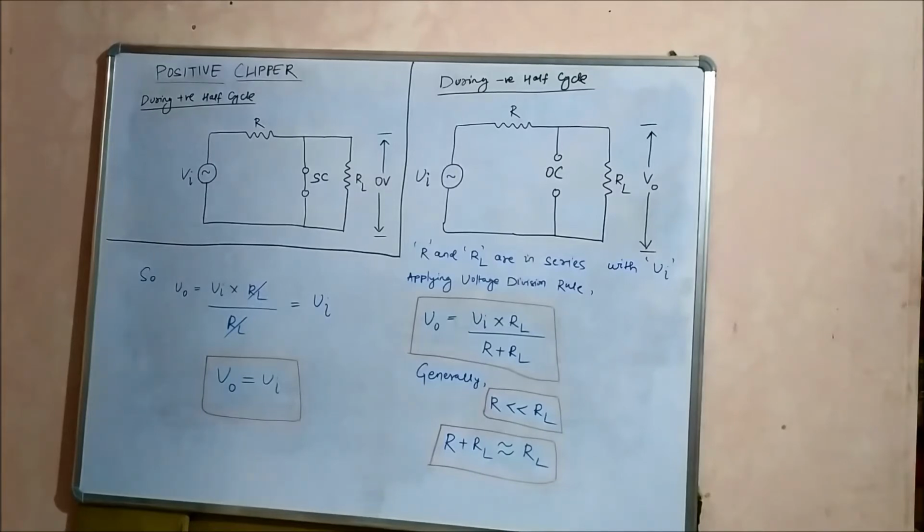We apply the voltage division rule and we get the output voltage as V0 is equal to Vi into RL by R plus RL. Now, the value of resistance R is generally less than the load resistance. Because of that, this sum is nearly equal to the load resistance. So when we simplify, we get the output voltage the same as the input voltage. This is how we get the output voltage nearly the same as the input voltage.